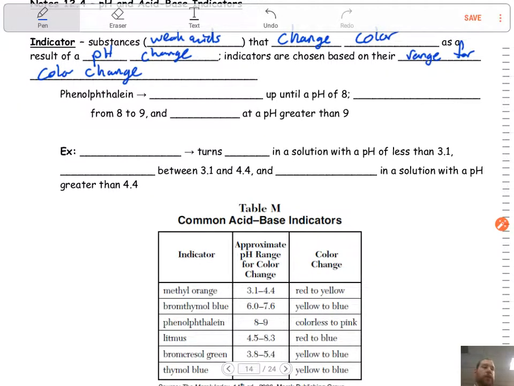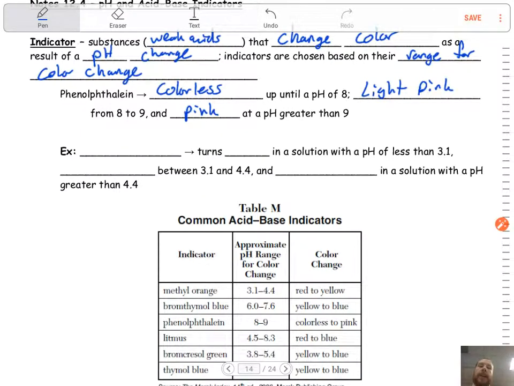For example, phenolphthalein, one that you guys have used already and are going to use next week, is colorless at first, up until a pH of about 8. Once you get to a pH of 8, it starts to change, going from colorless to a really vibrant, bright pink at the end of its pH range. So up until 8, it's colorless. From 8 to 9, it goes from light pink and gets progressively darker as you get closer to 9. And once you're at a pH of 9 or greater, it is very, very vibrant, bright pink.